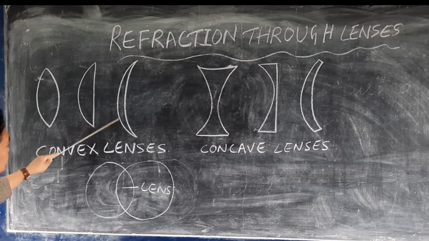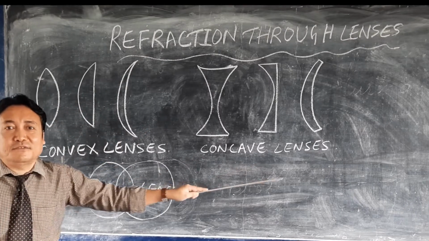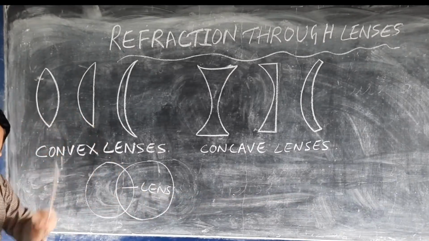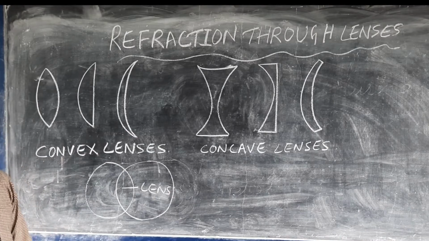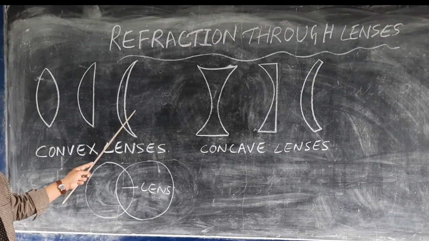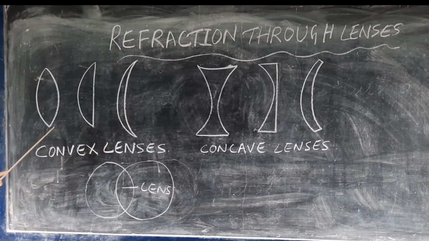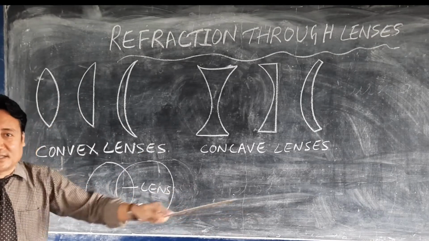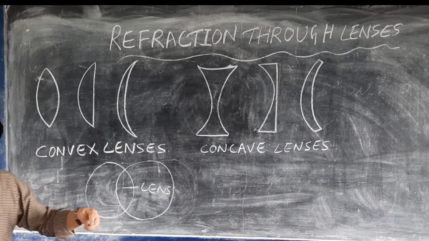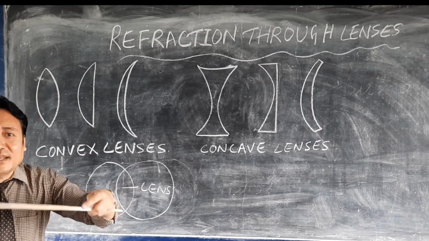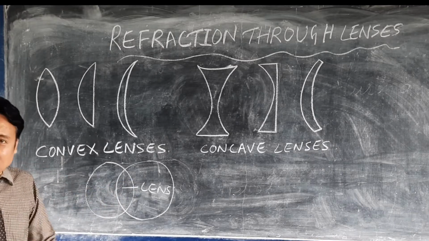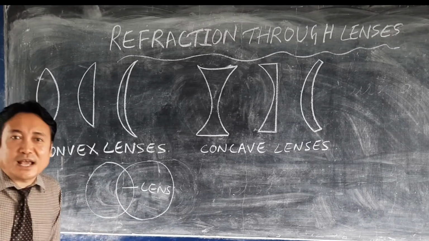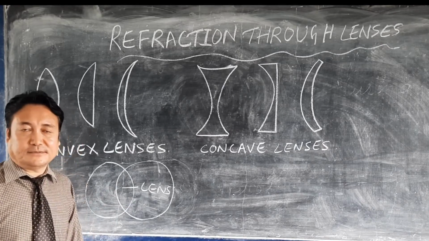When one side is convex and the other side is concave, it is known as the concavo-convex lens, because there is a concave part as well as a convex part. So there are three types of convex lenses. The convex lens is known as the converging lens. Converging means the rays of light after refraction meet at one point. Converge means to come together or join at one point.